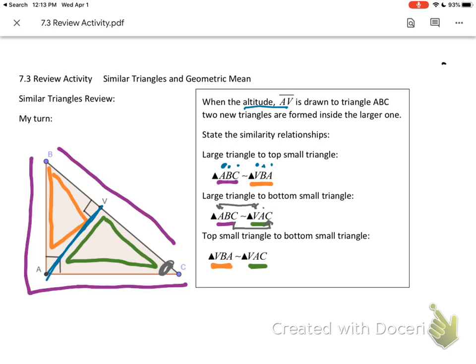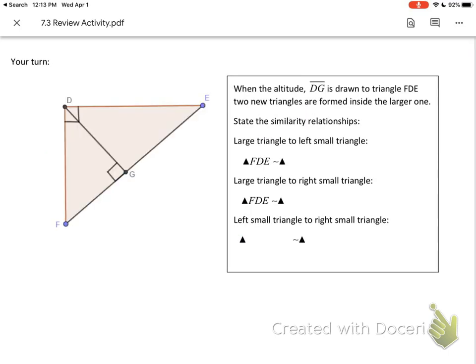So they're similar. Once you've gone through that thought process, if you want to relate the top, which is the orange triangle, to the bottom, which is the green triangle, use the exact same wording. That is this, and this order goes here. They are similar. Stop the video and go back if you need to listen to that again. But we're going to go on to the next page where I have your turn.